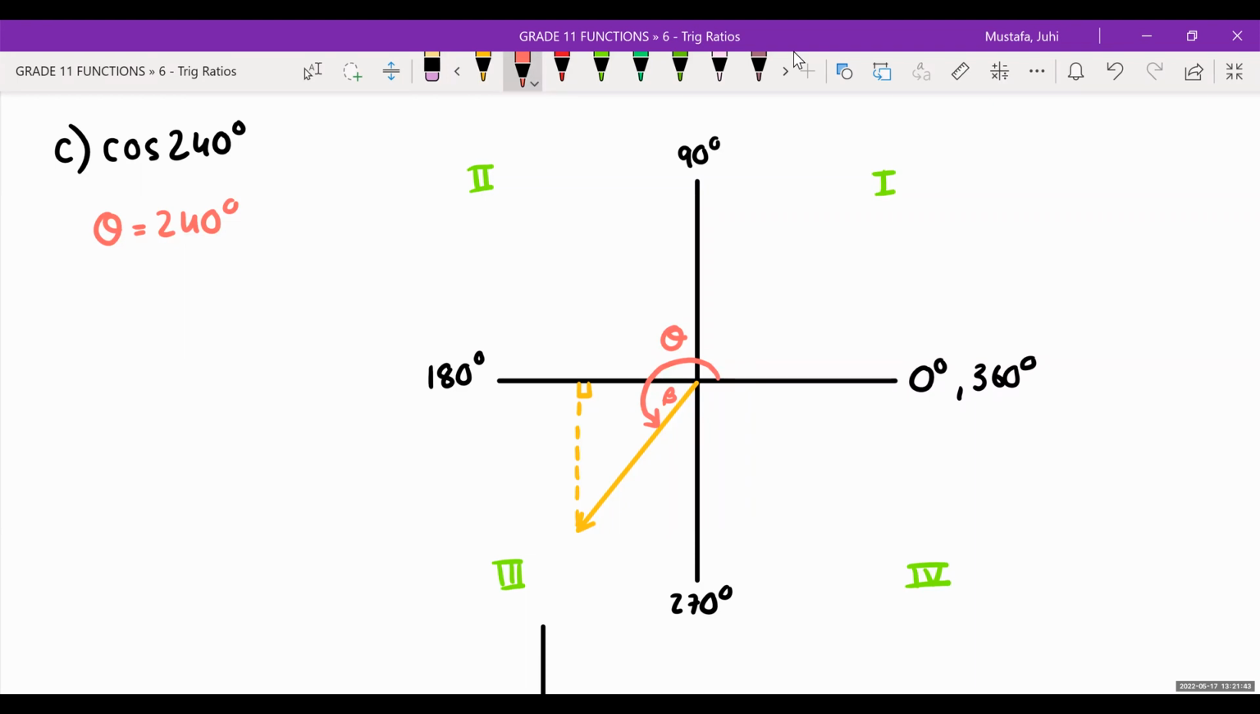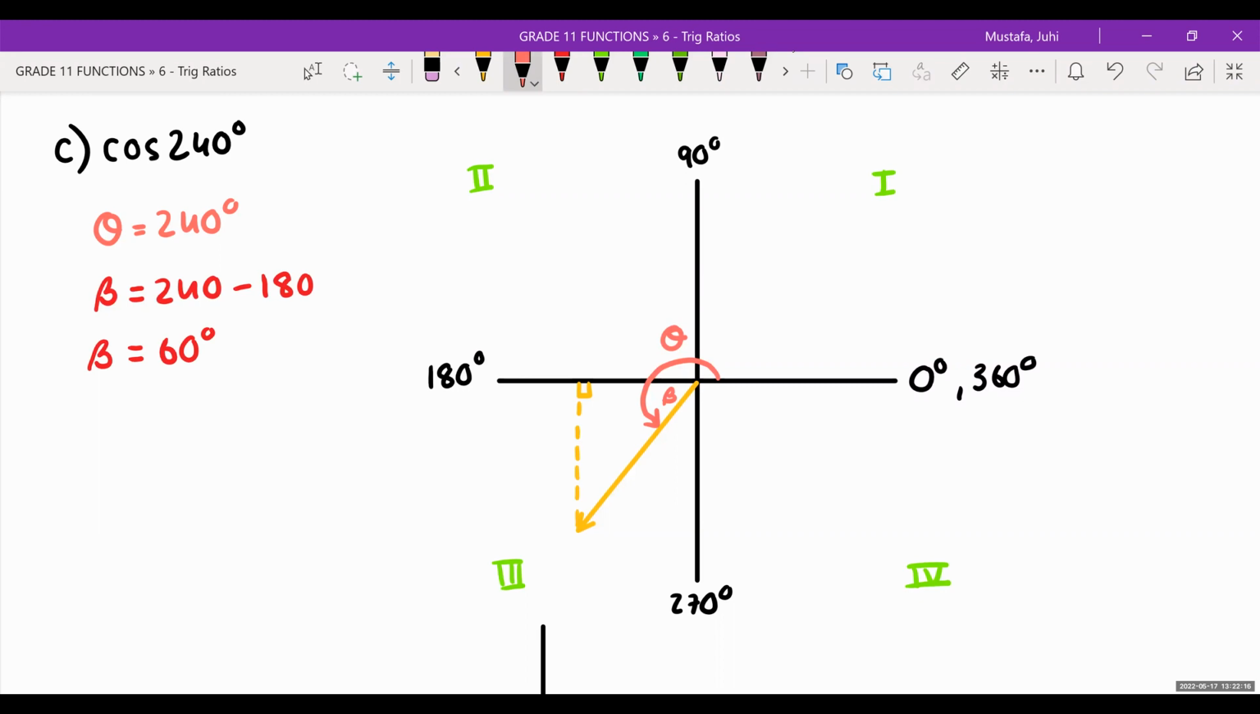Okay, our next step, once we've drawn our terminal arm, our triangle, our theta, is to calculate what our beta is. So what do you think? Just use logic. How do you think we're going to figure out what beta is? There we go. We're going to go 240 degrees minus 180 degrees. And because for these questions I'm asking for the exact value, you have to make sure your beta is either 30, 60, or 45. So in this case, it ends up being 60 degrees, which is perfect.